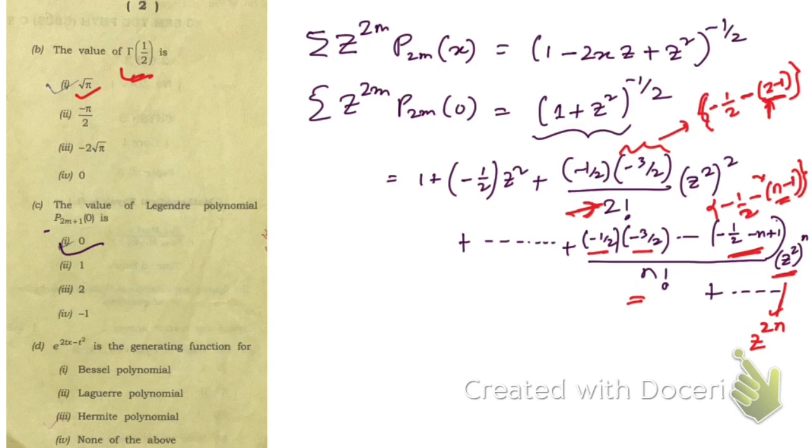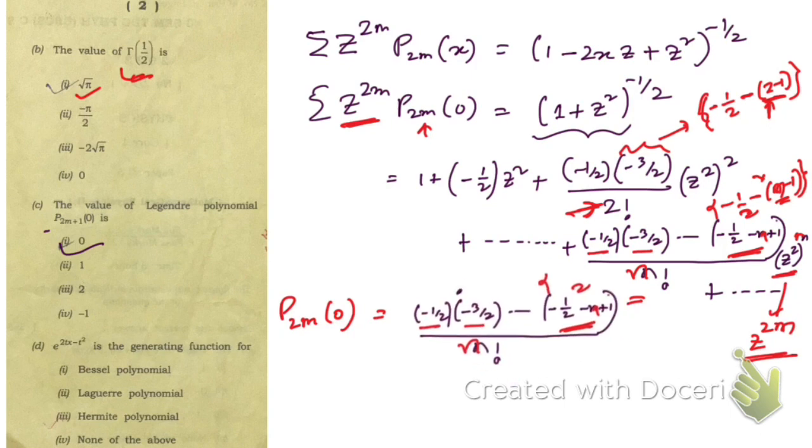Now compare the coefficients of z to the power 2m, instead of n let me write m, because in the question we have m here. So z square to the power m is nothing but z to the power 2m. If you compare the coefficients, you should get P of 2m of 0 equal to this term. Now let me copy this, you should get this, right?